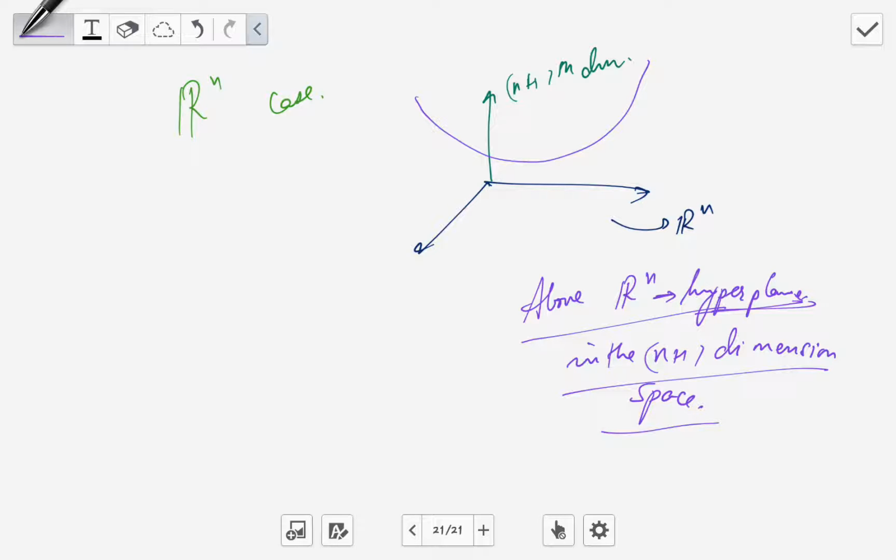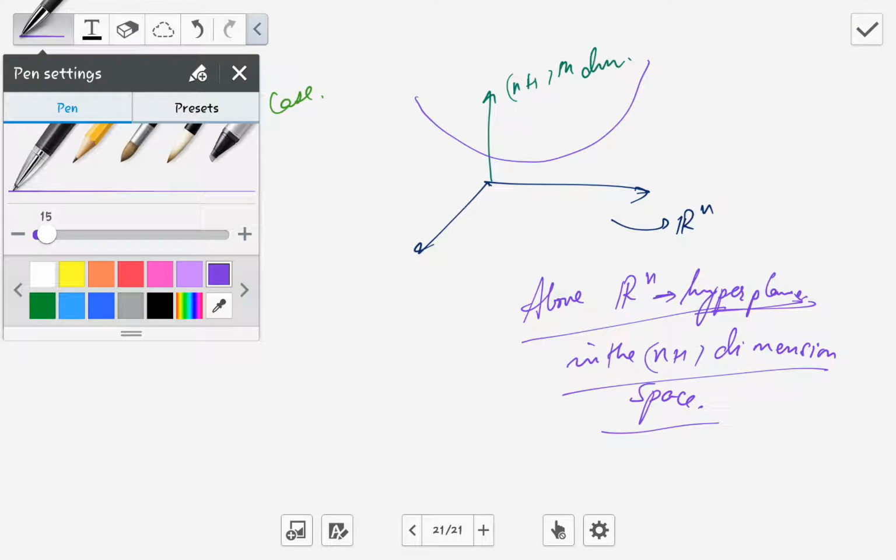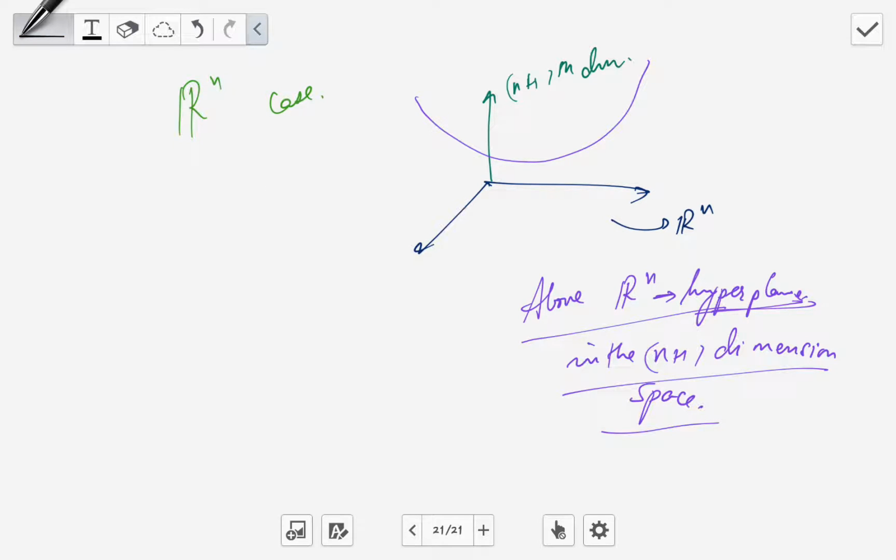Okay, in n plus 1 dimension space, Rn is a hyperplane. See, in 3-dimensional space, the 2-dimensional space is a subspace, which is a plane in 3-dimensional space. Do you see that? If this is your 3-dimensional space, if you take the xy plane, which is an R2 plane, which is a subspace of this 3-dimensional space, which is inside this, same thing. Rn is a hyperplane in n plus 1 dimensional space.